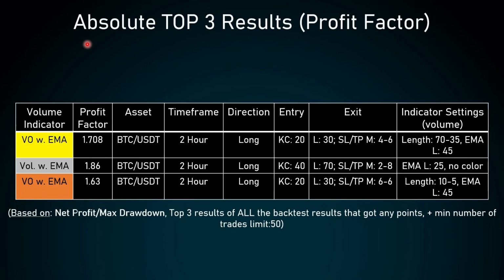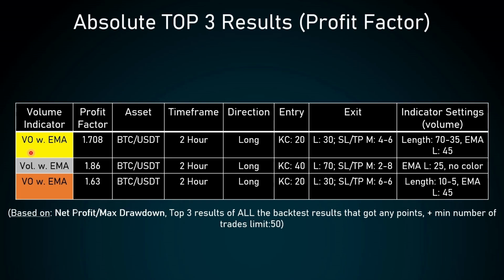And now, are you ready for the results? Let's see. So first of all, the absolute top 3 results based on net profit divided by maximum drawdown. Here I used a limit. Keep in mind that here I used a 50 trade count limit, so probably all of the daily time frame results are out of the window.